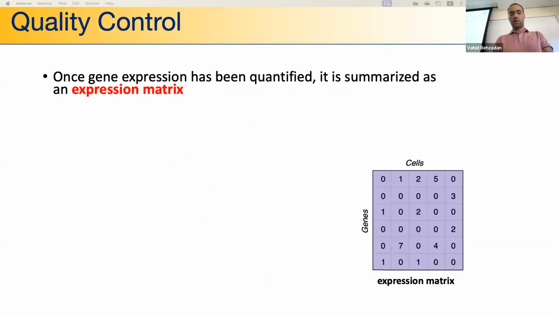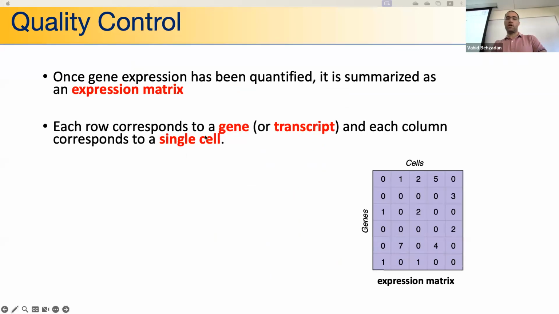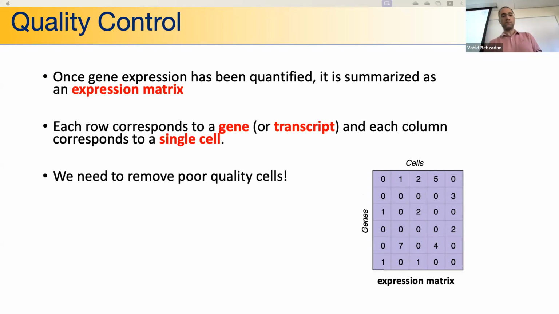So this is what I said. Once the gene expression has been quantified, we get this matrix, the expression matrix. Each row corresponds to a gene, and each column corresponds to a single cell. And the numbers here represent how many transcription events happen to that gene in that specific cell, right?